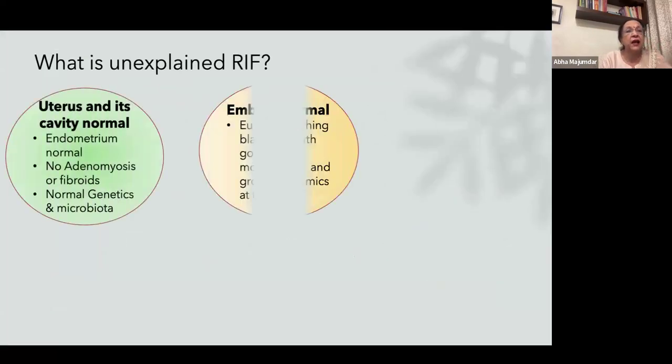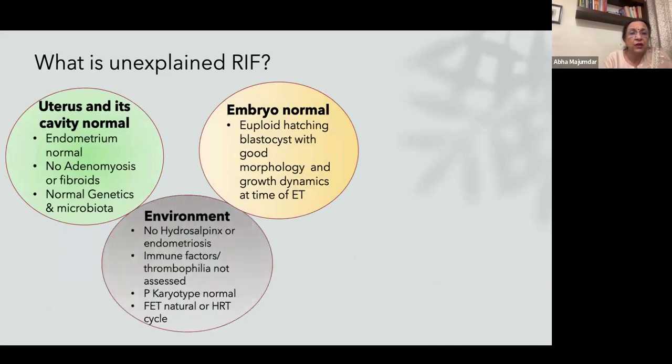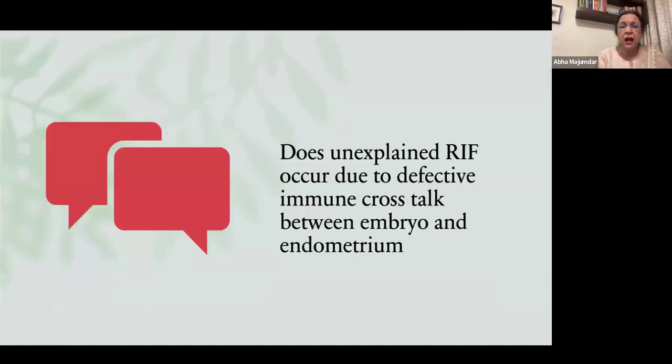So what is unexplained RIF? If the uterus and cavity is normal, embryo is normal, environment doesn't have any negative thing, then we say if there is recurrent implantation failure, then this is unexplained. And then is unexplained RIF due to defective immune crosstalk between embryo and endometrium? This is what we know least, and that is why we treat most. So with all type of empirical medicines, we go on treating it.